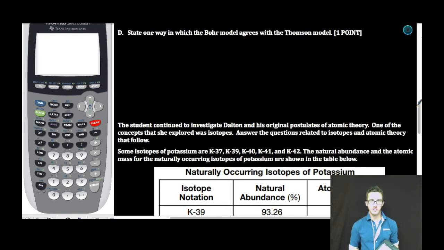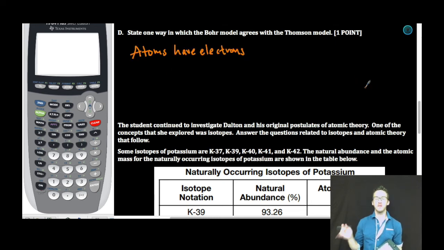Part D. State one way in which the Bohr model agrees with the Thomson model. Again, a couple of different ways that you can take this. I think one of the most important ways that they agree with one another is that atoms have electrons. Boom. Man, we are flying.